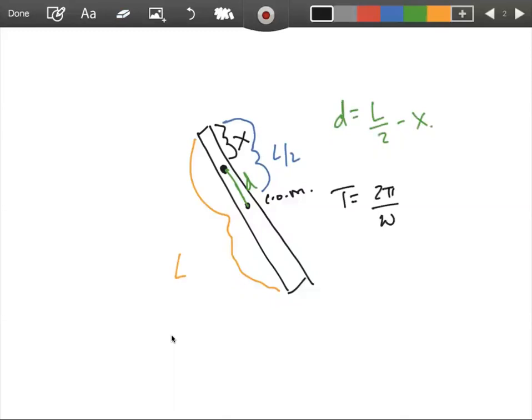So otherwise, the only other thing we'll need is what we talked about in class: remember, the moment of inertia about some other pivot point is equal to the moment of inertia about the center of mass plus the mass of the object times the distance squared. So this is the parallel axis theorem. So yeah, that's that one.